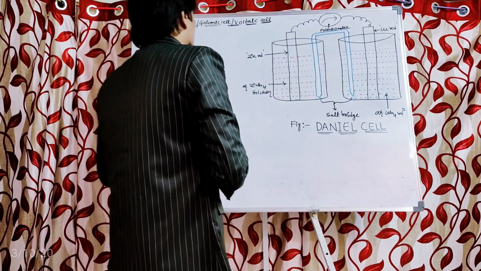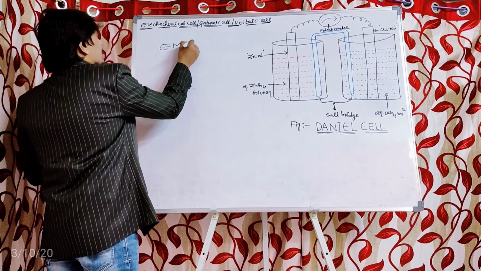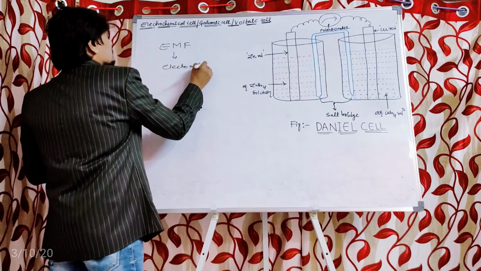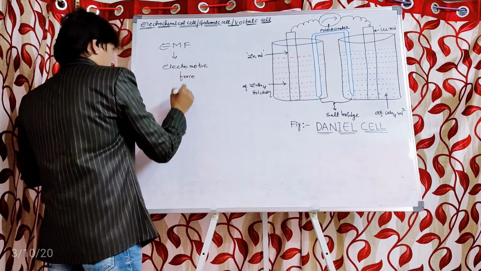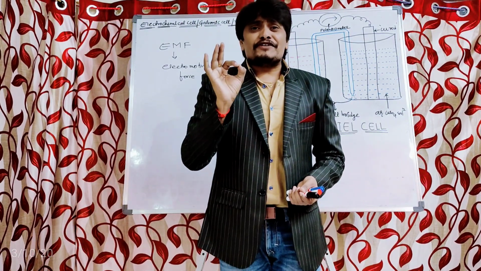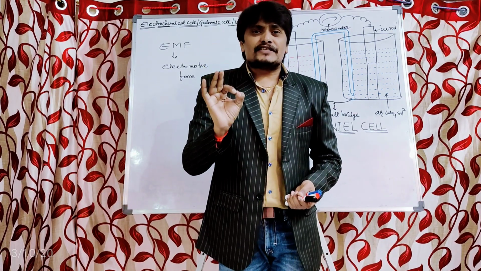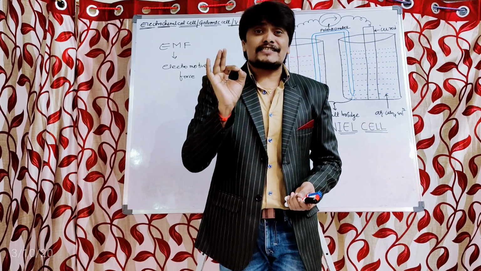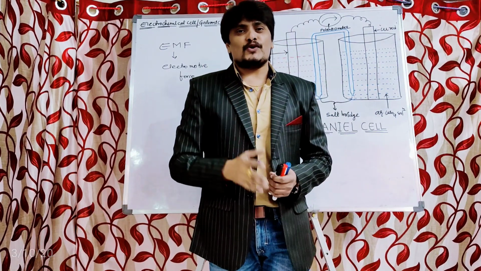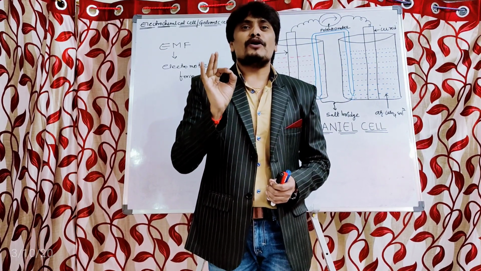EMF is nothing but electromotive force. Now what is electromotive force? It is the potential difference arising from the sources of electrical energy which drives the electric current to pass through the external circuit. If I repeat this two or three times, you still cannot remember exactly what the EMF, that is electromotive force, is.